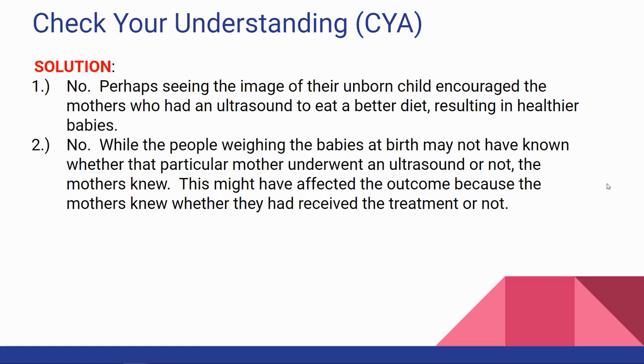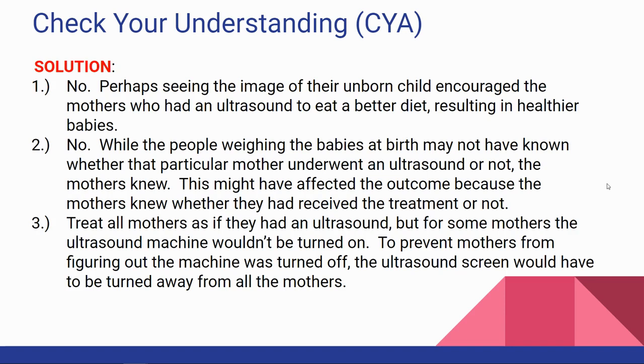And then finally, if you wanted to make it a double blind, you would have to treat all of the mothers as if they had had an ultrasound. But for some of the mothers, the ultrasound machine would have been turned off. And to prevent the mothers from figuring it out, you would have to turn the ultrasound screen away from the mothers and possibly even have background noise.